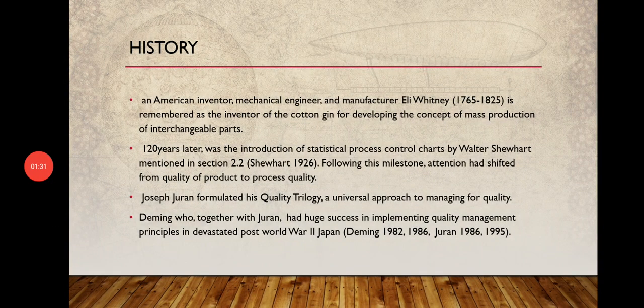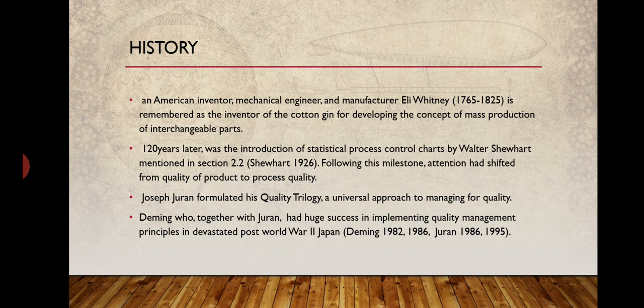How did this quality emerge? We can see the history of this. An American inventor, mechanical engineer, and manufacturer, Eli Whitney, 1765 to 1825, is remembered as the inventor of the cotton gin, for developing the concept of mass production with interchangeable parts. He was the first person who introduced the term mass production.